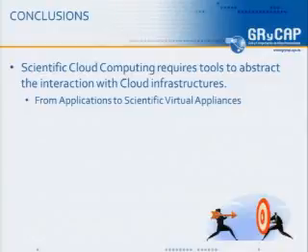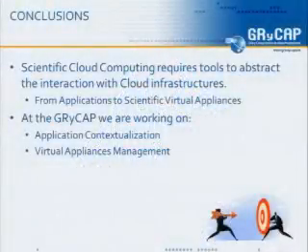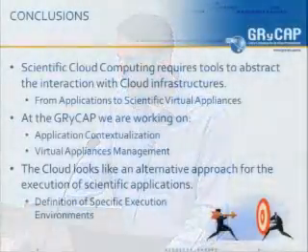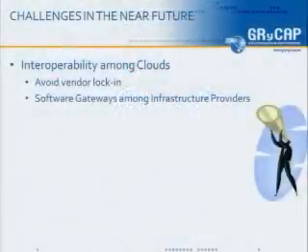Okay, so just to wrap up, I would like to add some conclusions. Scientific cloud computing requires tools to abstract the interaction with cloud infrastructure. So going from applications to scientific virtual appliances is a key point. We are working on application contextualization and virtual appliance management. And we think that the cloud looks like an alternative approach for executing scientific applications. And the main benefit over grid infrastructure is that it allows us to define the specific execution environments. This is one of the crucial points.